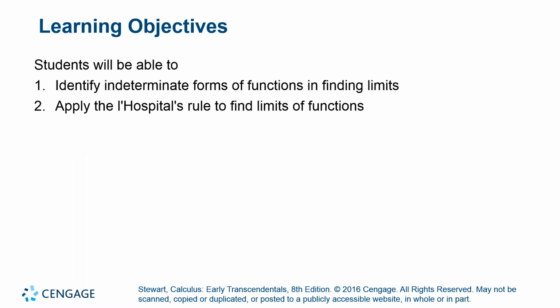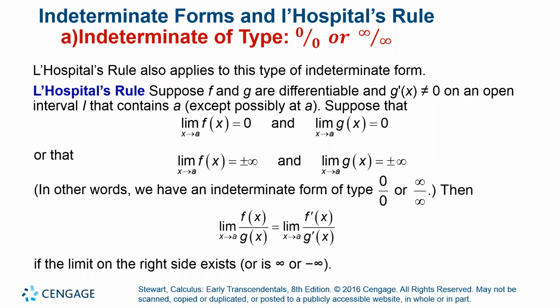We'll be able to identify the indeterminate forms of functions and then use L'Hopital's rule. It doesn't mean that we should apply it blindly, and we'll look at one example where you don't need to use L'Hopital's rule at all. You use it only when appropriate. Now, there are about four indeterminate forms.